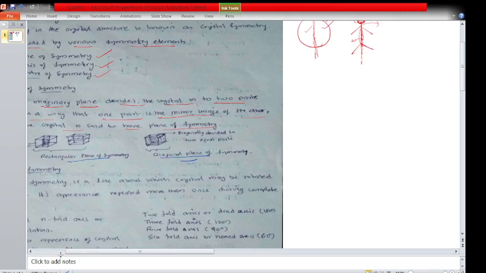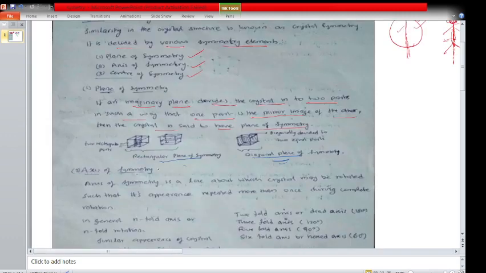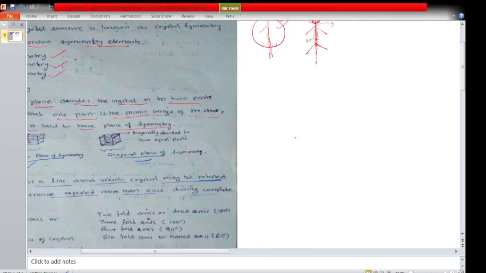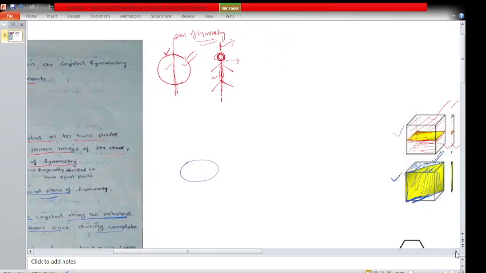Okay. Now we'll go to the next one, which is the axis of symmetry. Axis of symmetry means if you consider a line, the crystal may be rotated about that line in such a way that its appearance is repeated more than once during a complete rotation, and this is called an axis of symmetry. Let us discuss that with a hexagon itself, so that you'll be able to understand it more clearly. So let us consider these figures again.